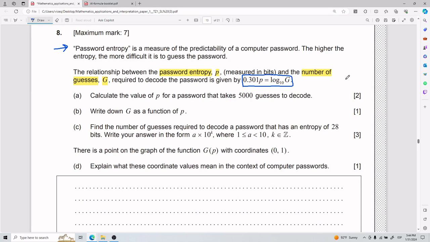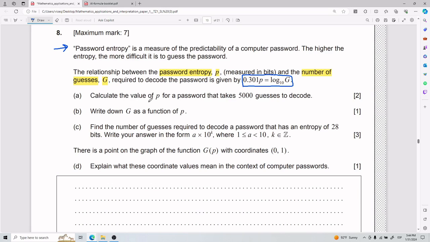All right, I know it looks nasty, okay? But for now, you can think about it like one of these is X, the other one is Y. You have a log going around. The 0.301 is just a constant, it's just a number. Let's not be too scared right now, okay? There's no reason to be scared.